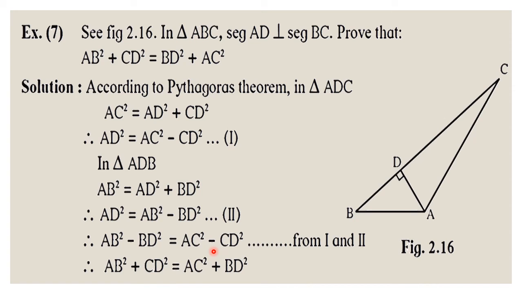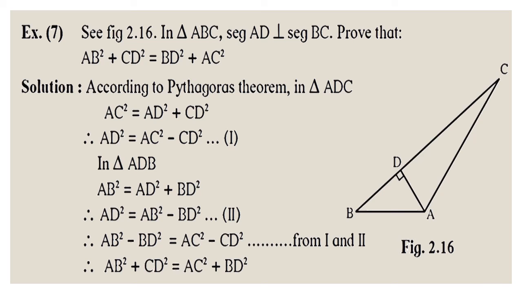Since LHS is same, LHS is AD square, the RHS also should be equal. So AB square minus BD square is equal to AC square minus CD square. Now just take CD square to the other side, so it will become positive. Take BD square to this side, so it will become positive. And this is what we had to prove. AB square plus CD square is equal to AC square plus BD square. So just by applying Pythagoras theorem to these two triangles, we obtain two different equations for AD square, and we know that they match, and hence we obtain the proof.